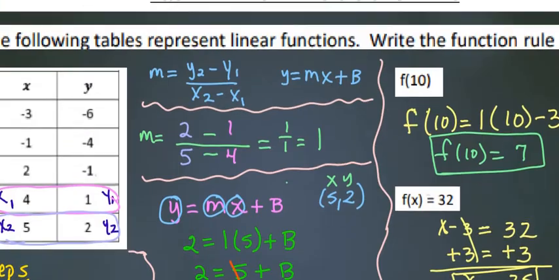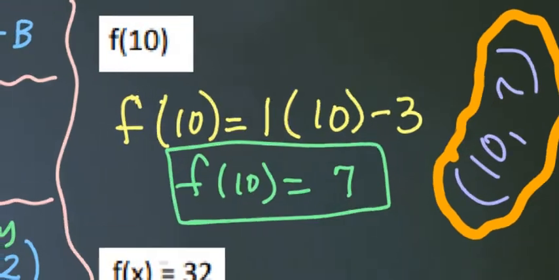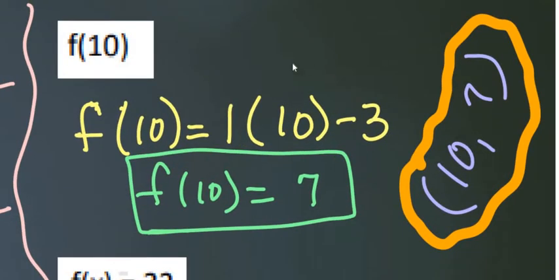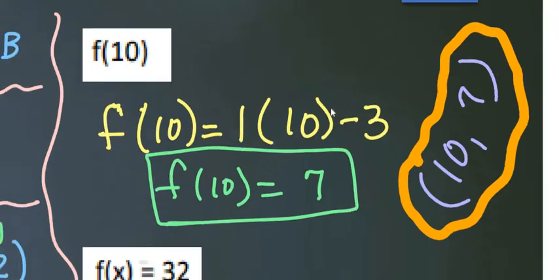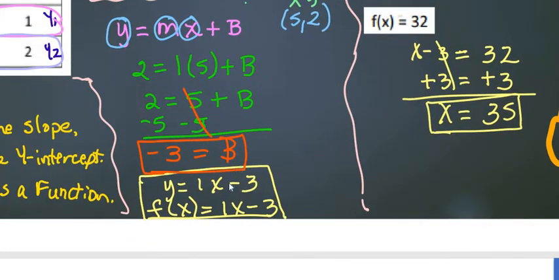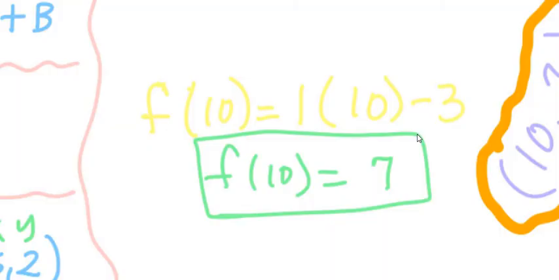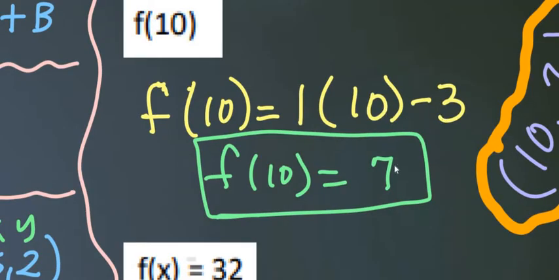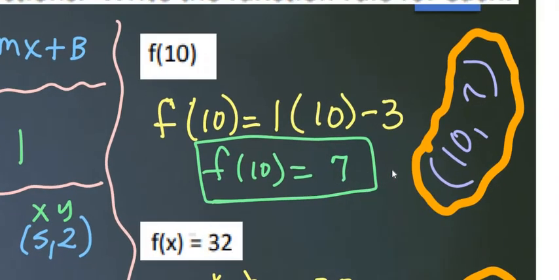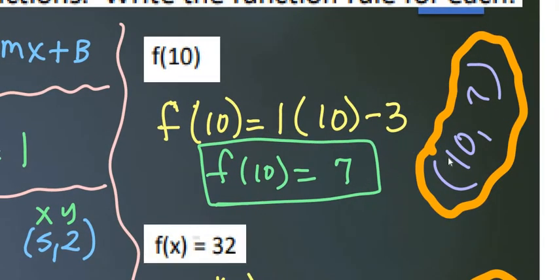And then once I have that written in slope-intercept form, or function form, I'm going to take this and bring it up here, and I'm going to find what f of 10 represents. So we want to substitute 10 in place of x in this function form right here at the bottom. I come up with 1 times 10 is 10 minus 3, and that gives you 7. Now, if you were to write this as a point, it would look like this, 10 and 7.